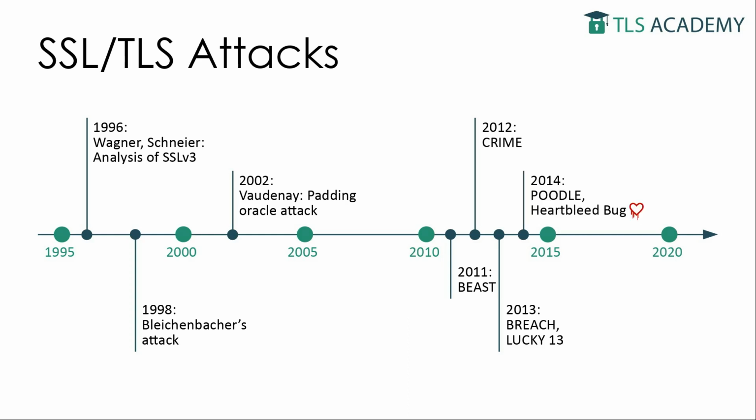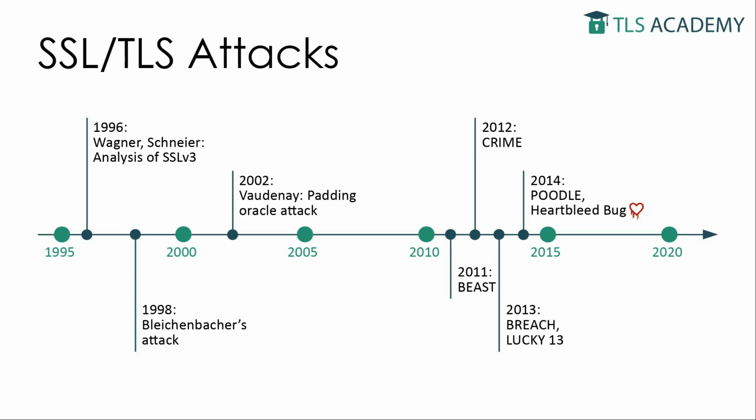In 2014, the Poodle attack, which is another padding oracle attack, came out. And this is based on a downgrade attack from TLS 1.0 to SSL version 3. The mitigation for this is to remove SSL version 3 support on the client and on the server side.